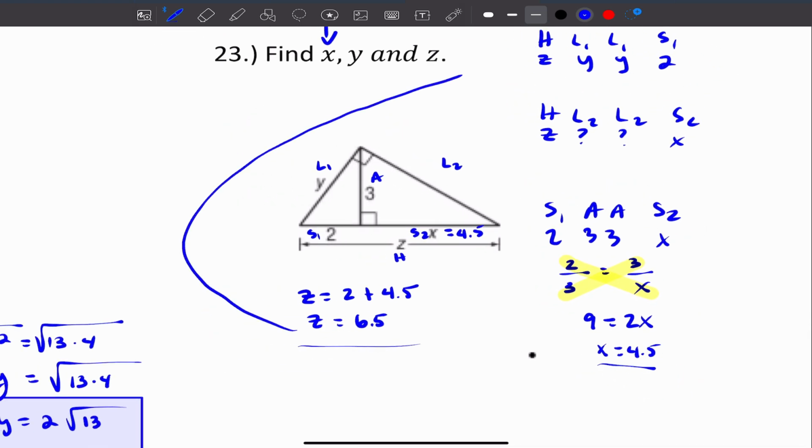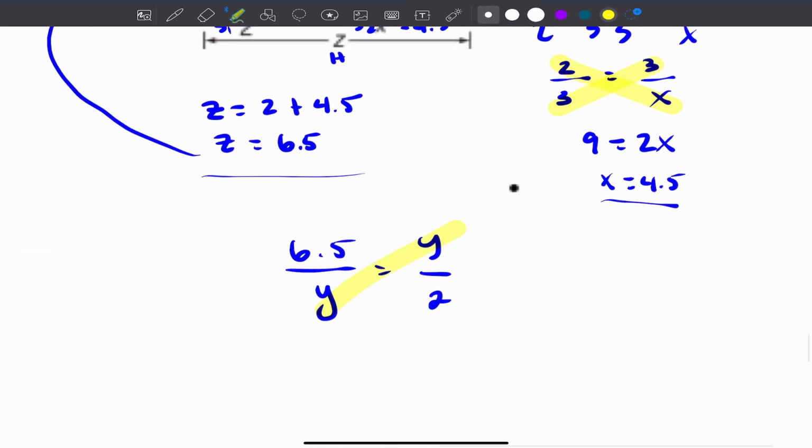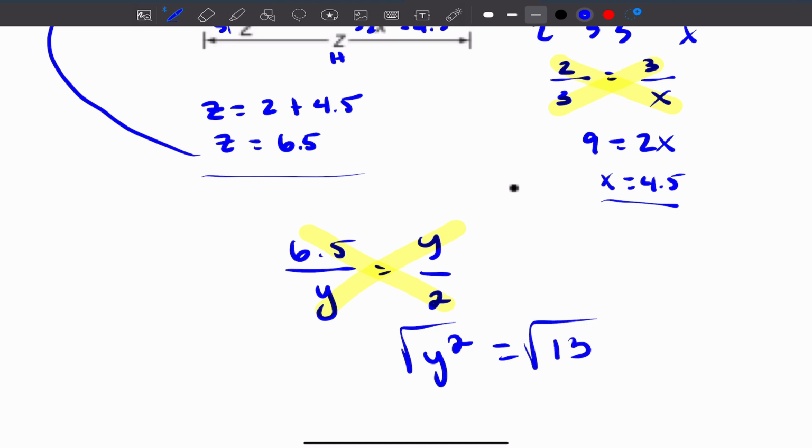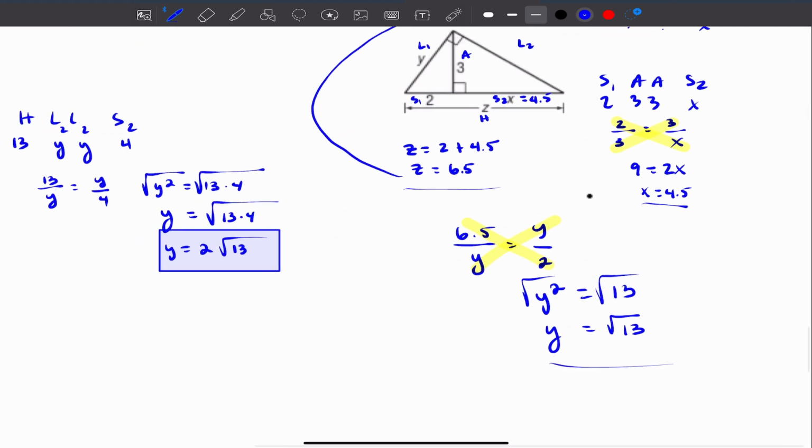Since we found what z is, we can plug it into our formula. Essentially that's 6.5 over y equals y over 2. It's basically the hypotenuse over leg 1 equals leg 1 over segment 1. Okay, cross multiply. y times y is y squared. And then 6.5 times 2 is 13. I'm not really good with my arithmetic, but yep, that's 13. So the square root of y squared is y, and the square root of 13 is just the square root of 13. So that's our answer.